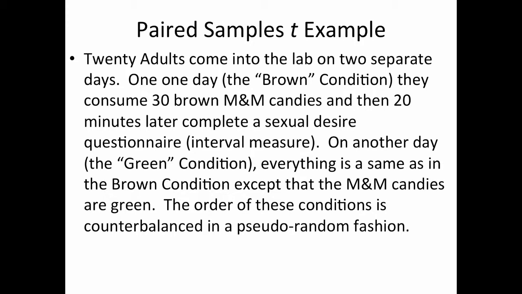Same set of folks come back on another day, and in the green condition, they do everything the same as they did in the brown condition, except that the M&M candies are green. And because we're responsible here and we want to at least account for order effects, we'll have half of our participants do the brown condition first and then the green condition on another day, and the other half will do the opposite order, and we'll do that in a pseudo-random fashion. Just pseudo-random, meaning we're going to constrain this so that 10 will go brown-green and 10 will go green-brown, but you are randomly, within that constraint, randomly put into one of those 2 conditions.